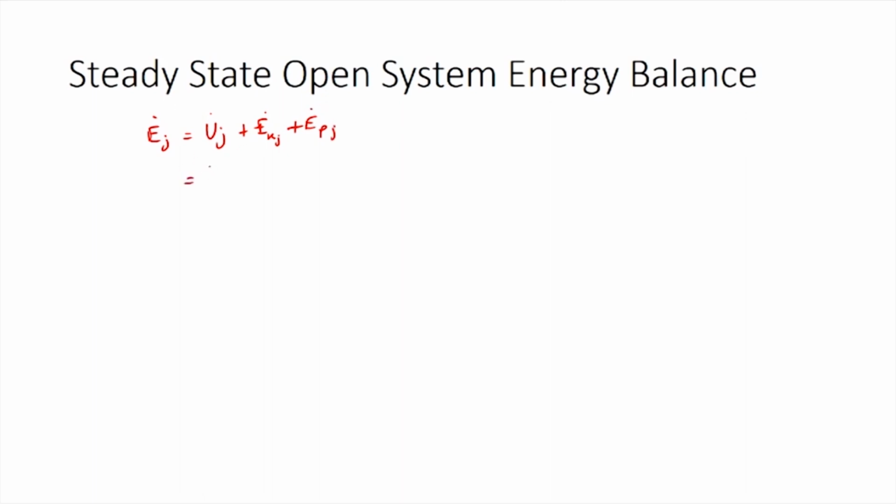Now converting them to specific internal energy, kinetic energy and potential energy, this equation will become m dot times (U cap j plus u squared divided by 2 plus g z j), where U cap is the specific internal energy, u j is the velocity of component j and z j is the height at which the component j is present. So, this is your total energy of the component j.